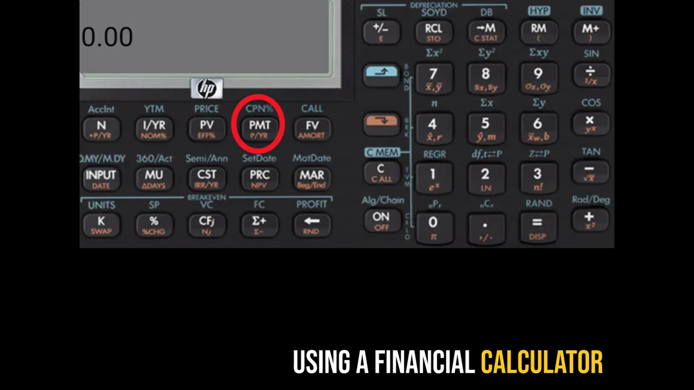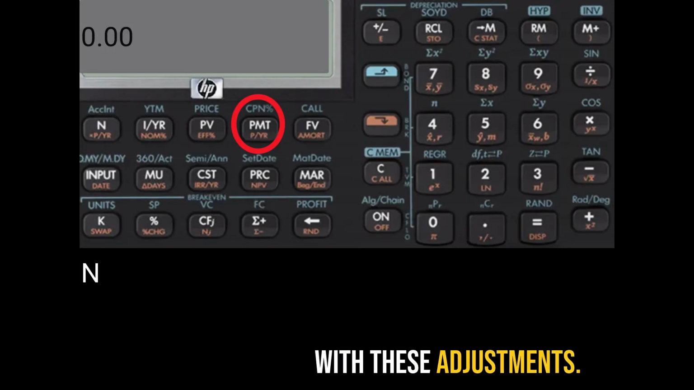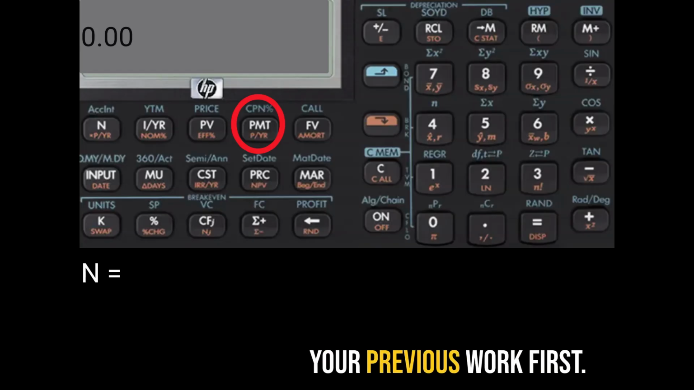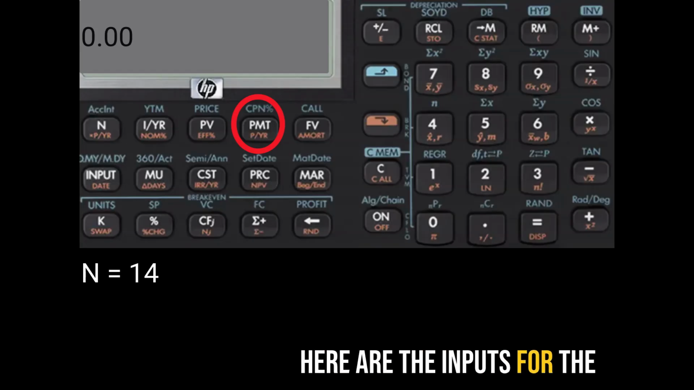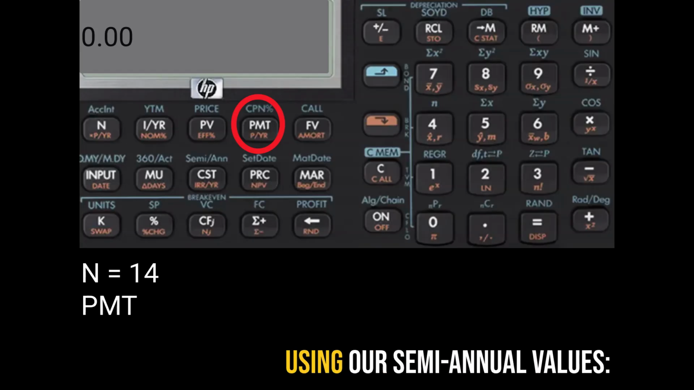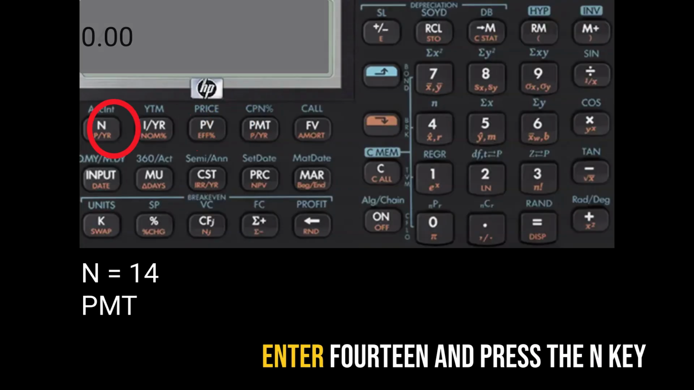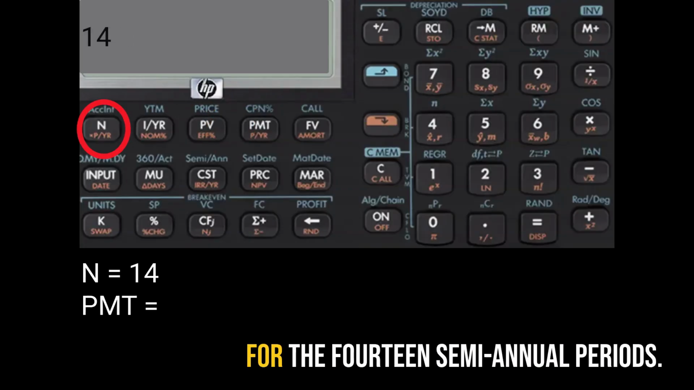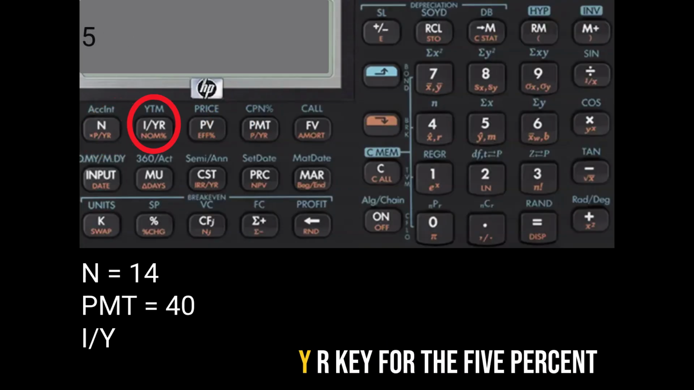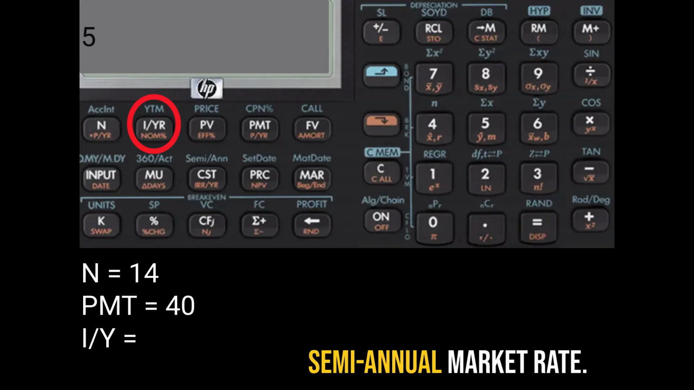Using a financial calculator is much faster, especially with these adjustments. Remember to always clear your previous work first. Here are the inputs for the time value of money keys using our semi-annual values. Enter 14 and press the N key for the 14 semi-annual periods. Enter 5 and press the I/YR key for the 5% semi-annual market rate.